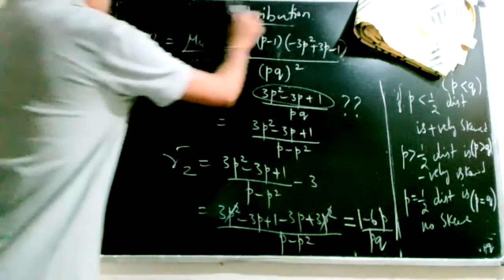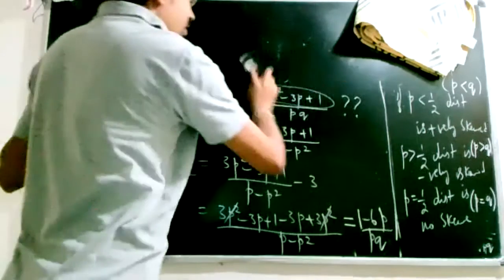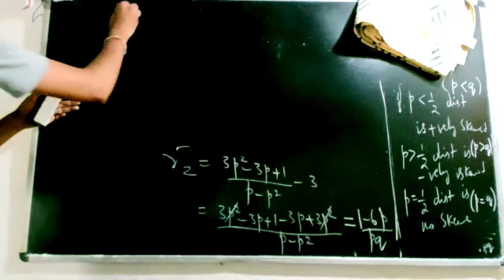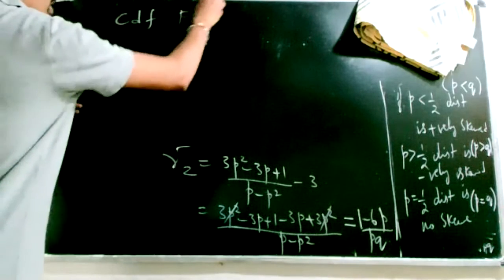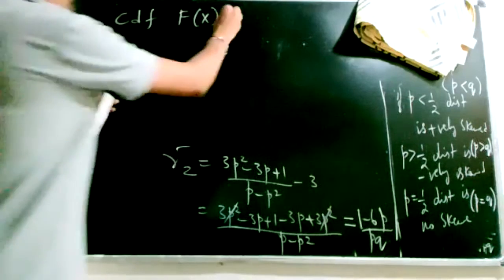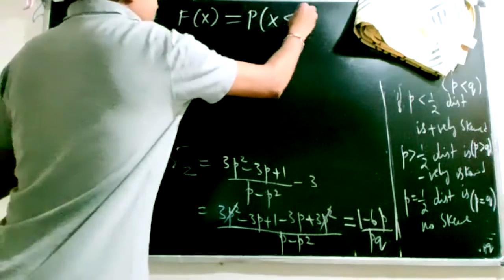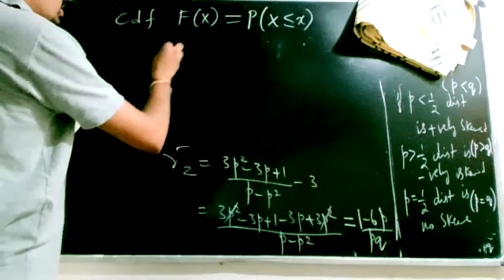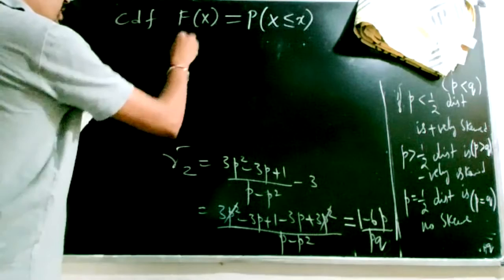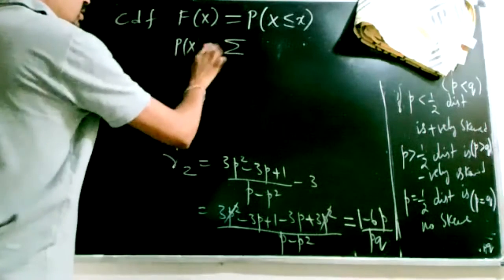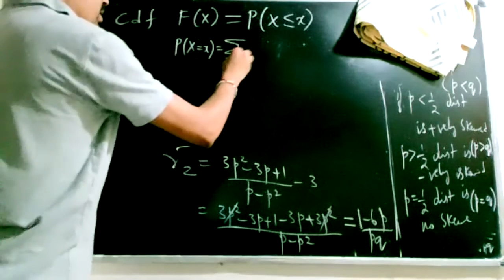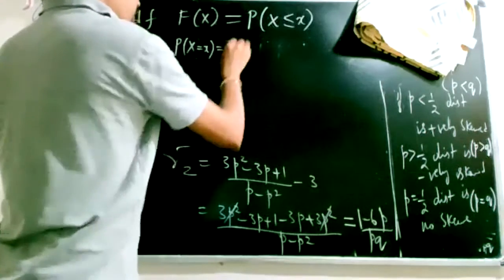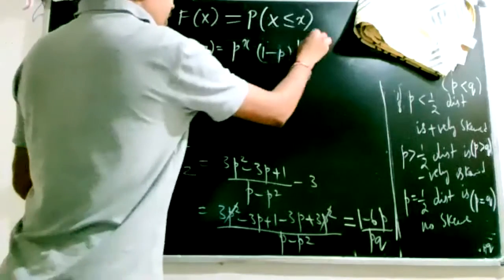So this is about the moments, mean, variance and the properties of the Bernoulli distribution. Now we'll look into the other case, that is the cumulative distribution function, or F of x, of Bernoulli. Now F of x is defined as the probability that X is less than or equal to x, and we have the distribution as P of x equal to summation over x equals 0, 1 of p to the power of x, 1 minus p to the power of 1 minus x.